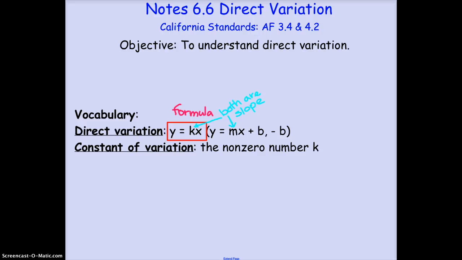Hello class, and welcome to Note 6.6, Direct Variation. We have two standards that you need to write down today, AF 3.4 and AF 4.2. Our objective today is to understand direct variation.